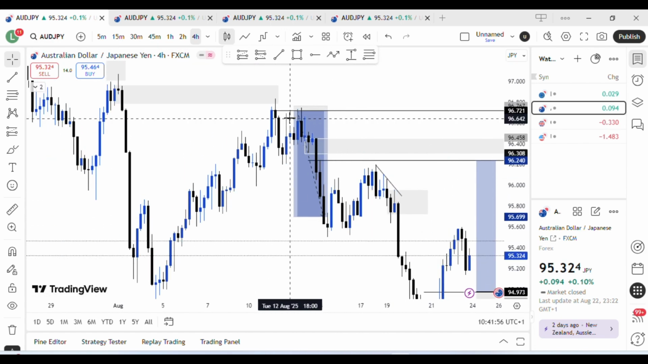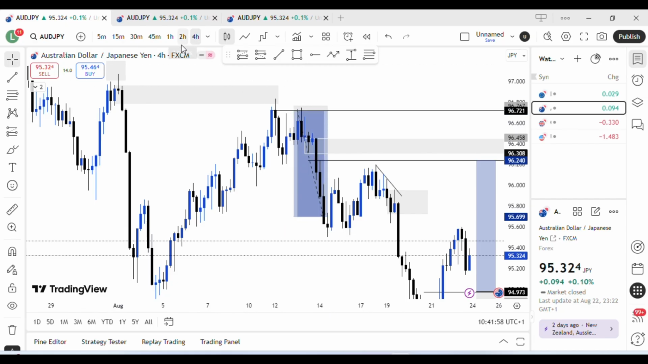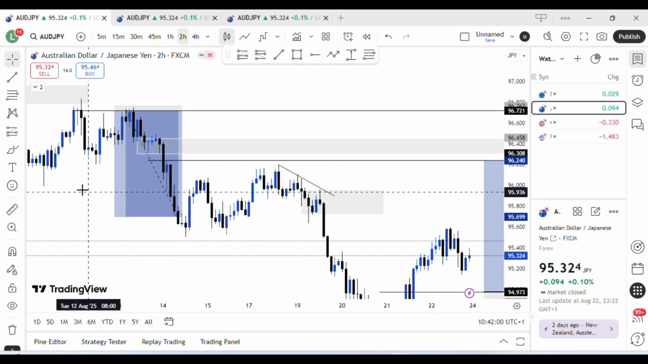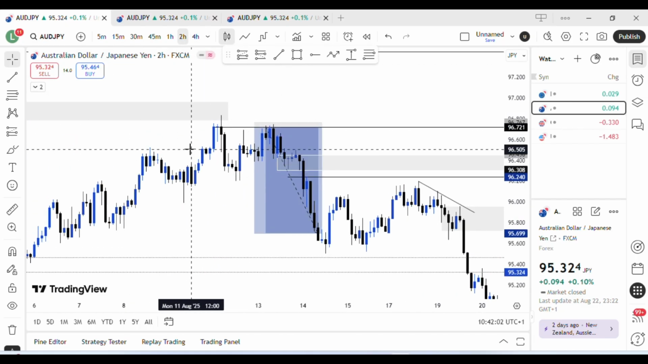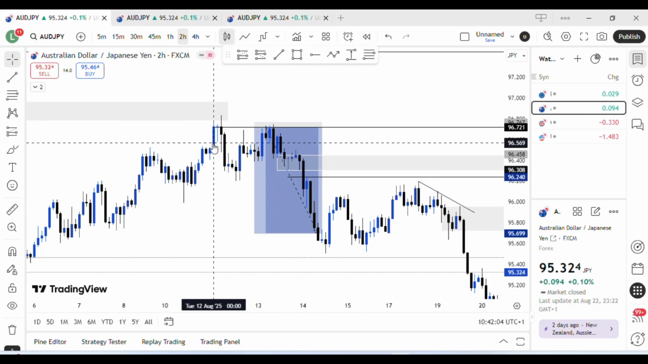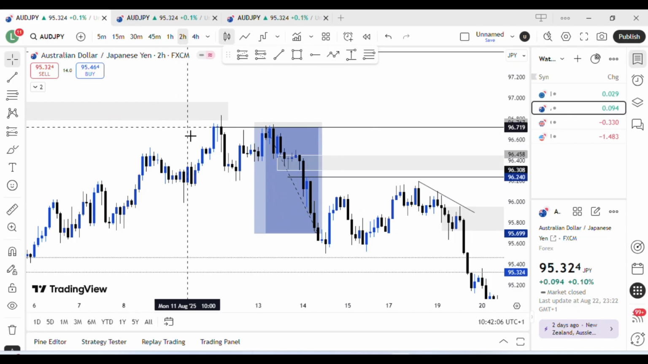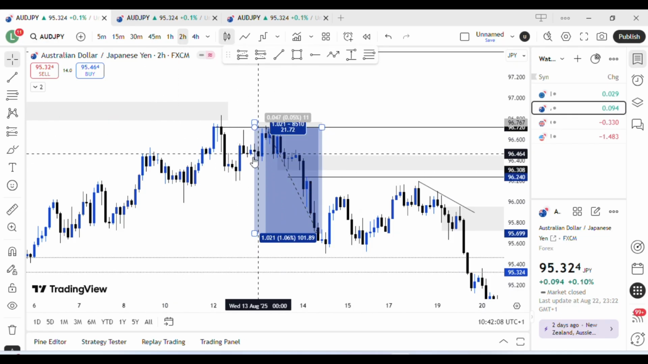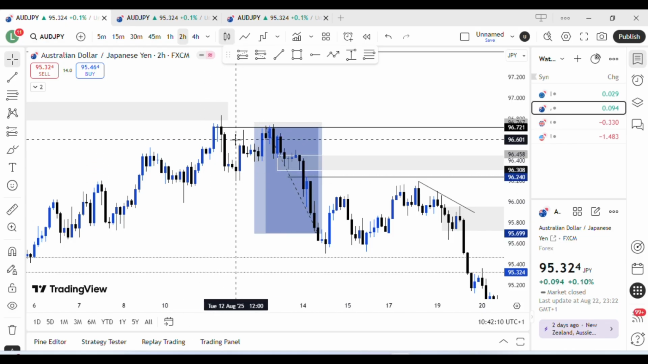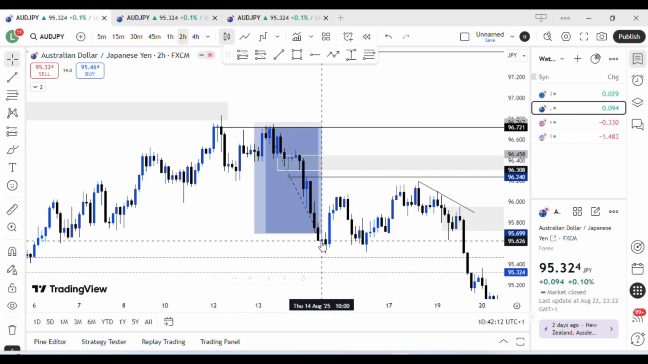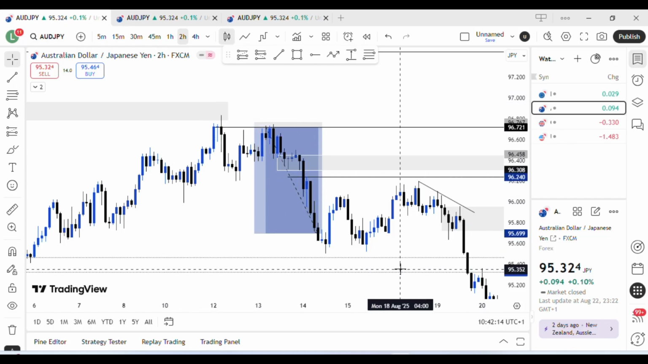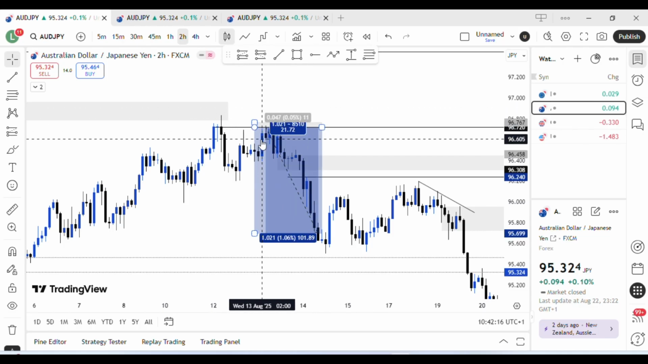Okay, from this area, I sold the market. If you go to the 2-hour time frame, I sold the market from this area when I saw that this market would break structure on the lower time frame. I shifted structure on the lower time frame, so here I jump in.